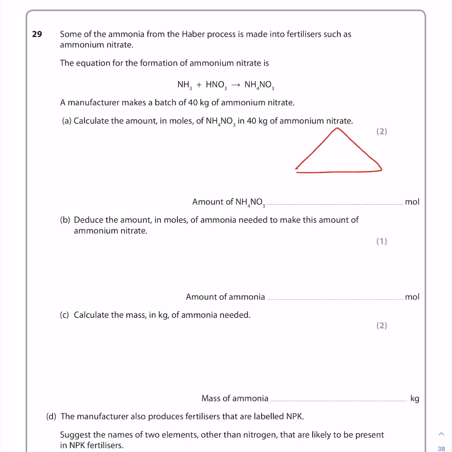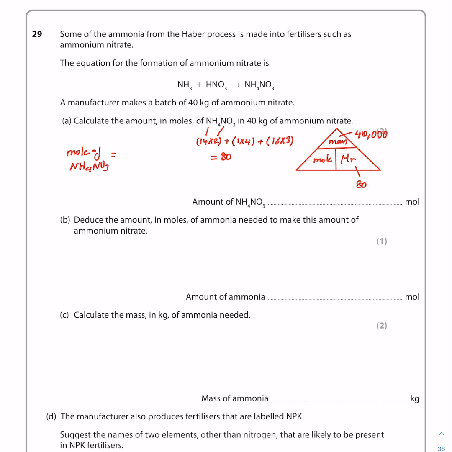طيب احنا دلوقتي عندنا الرول بتاع الماس والمولز. المولز is equal to mass over mr. طيب الماس 40 كيلو جرام دي تعمل لها multiplying by 1000 عشان تبقى بالجرام، والام ار اوف امونيوم نايتريت تحسبها. النيتروجين 14 by 2 عشان هما 2 نيتروجين، وفي 4 هيدروجين يبقى 1 by 4، وفي 3 اوكسجين يبقى 16 by 3. كل ده يطلع 80. يبقى الام ار عندي 80، وبكده يبقى المولز اوف امونيوم نايتريت is equal to الماس 40,000 grams over 80 يعني 500 moles. يبقى أنا أول step عندي 500 moles.